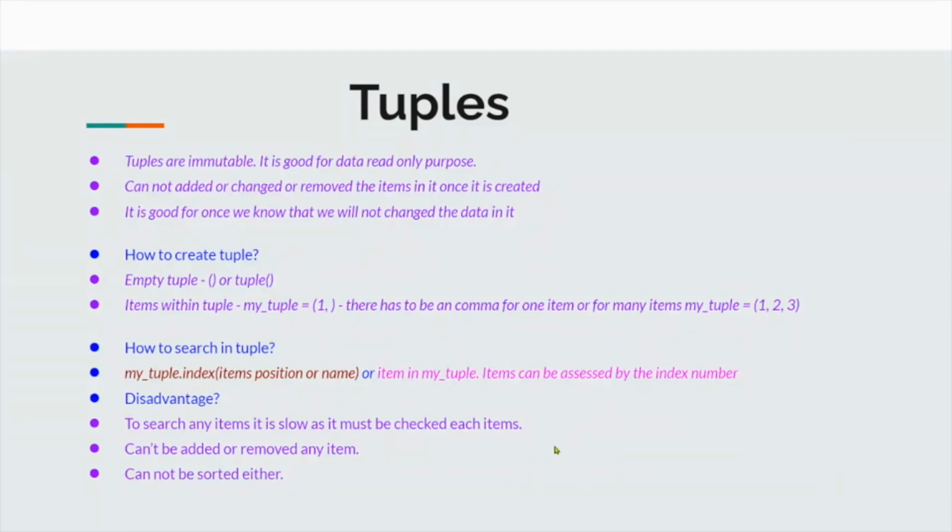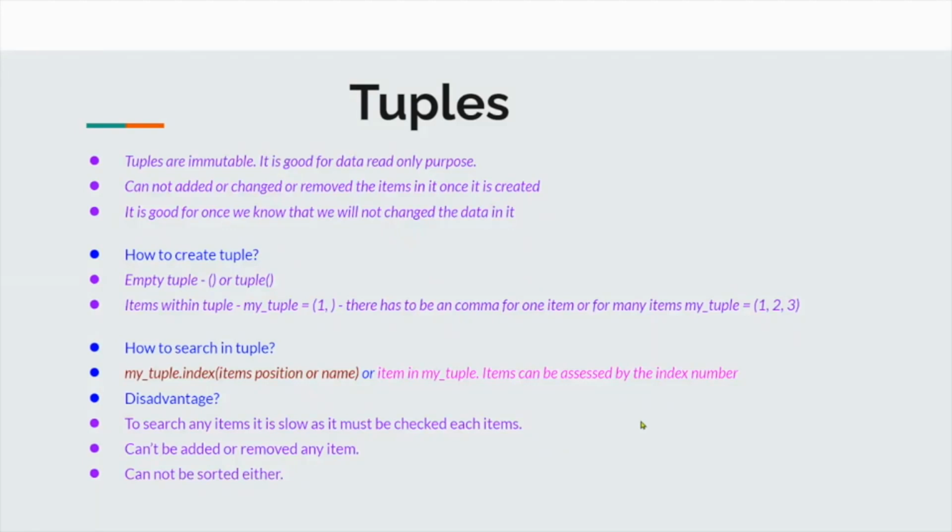What are the disadvantages? The disadvantage is it is a bit slow because it has to check every single item, whether it is available or not. Another thing, it cannot be added or removed once it has been created, and it cannot be sorted either. With the list you can sort it ascending, descending or reverse, but you cannot do that on tuples.